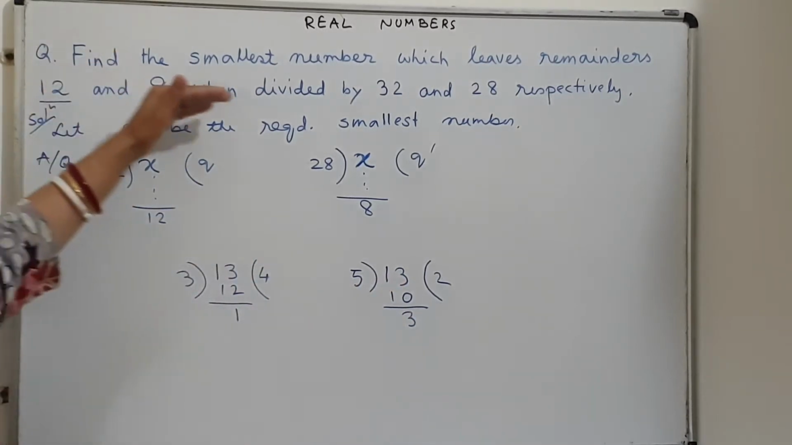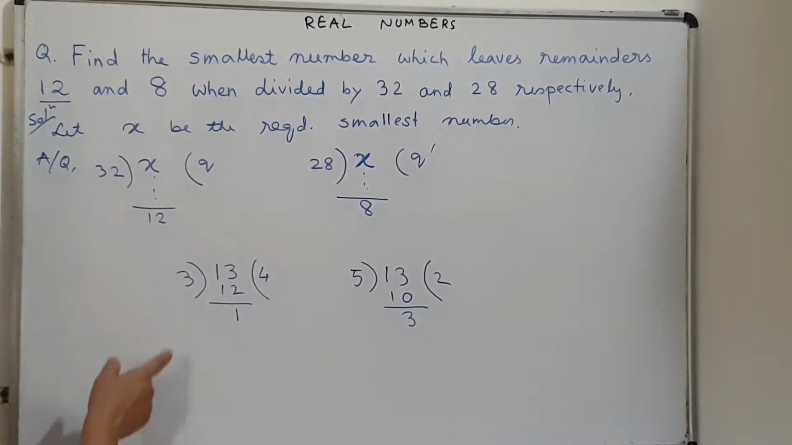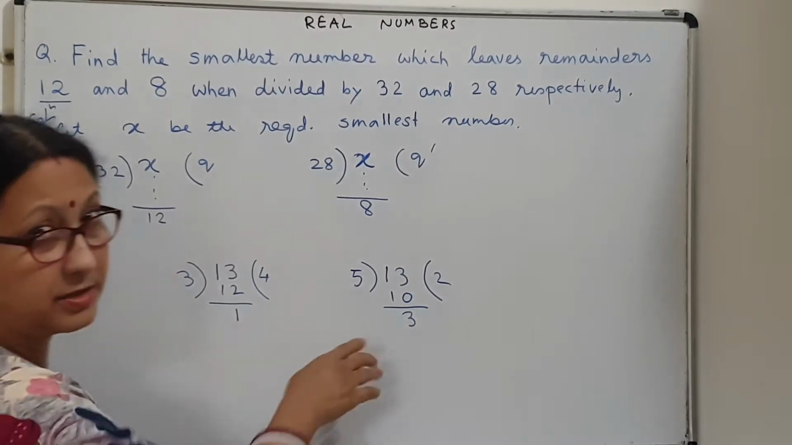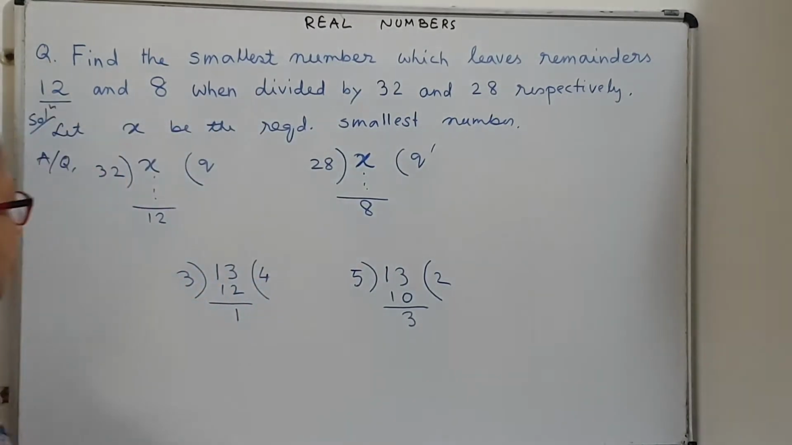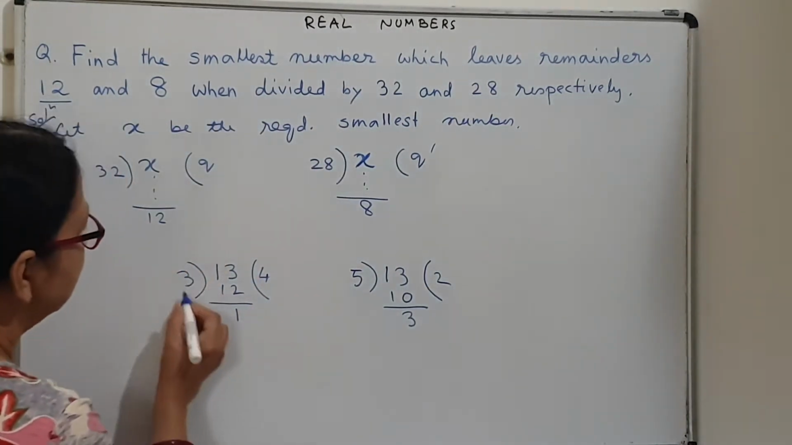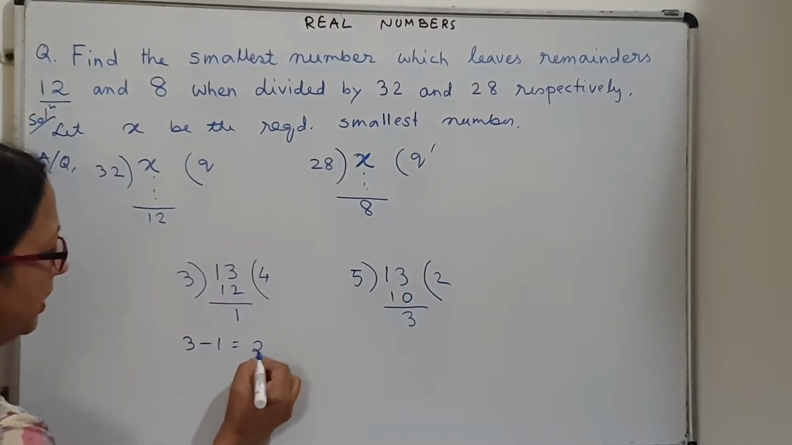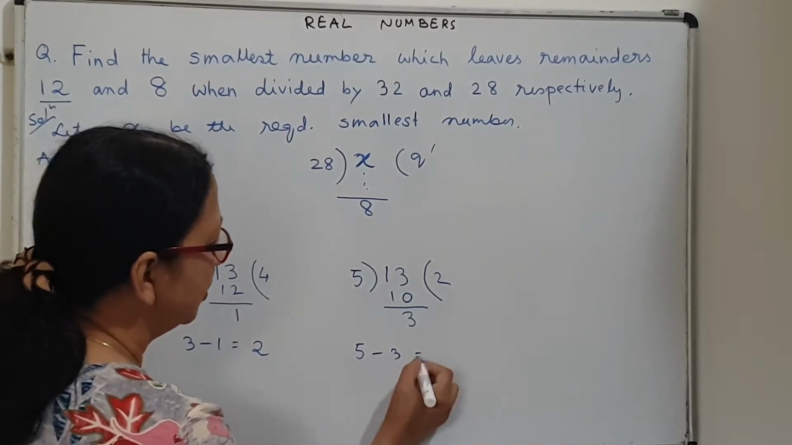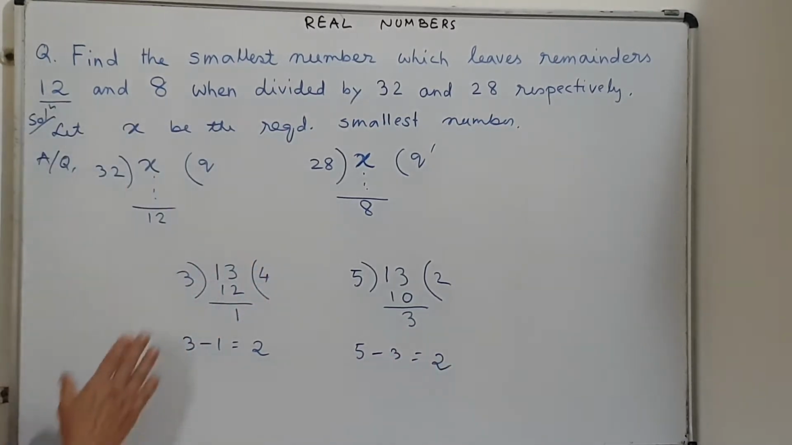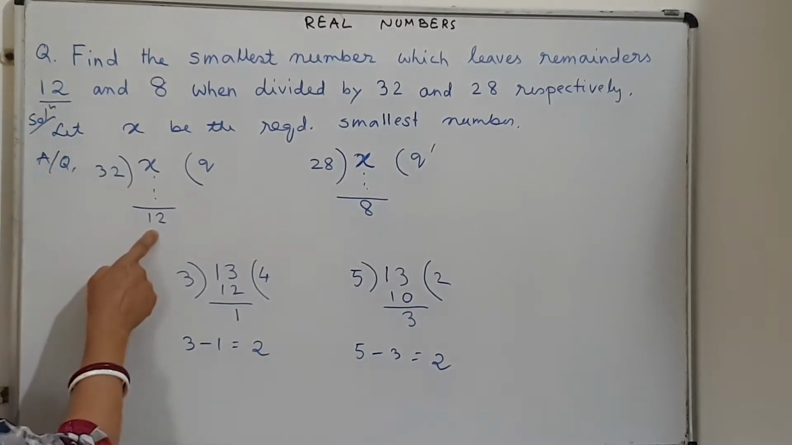Now in solving this kind of question, you have to observe whether the difference between the divisor and the remainder in each case is the same or not. It has to be the same, otherwise it is not possible to do. In this case, divisor 3, remainder 1, 3 minus 1 is 2. In this case divisor is 5 and the remainder is 3, so it is 2. Here also you see divisor is 32, remainder is 12.